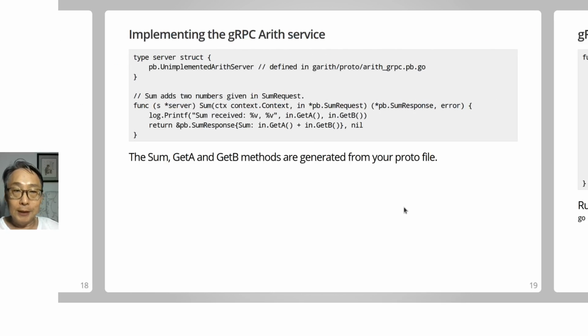Here is how I implement the gRPC sum service. It's a gRPC arithmetic server. There can be one or more service calls, and in this case the service call is called sum. It takes a context and a request, sum request, and returns a sum response and a Go error message. It prints to the log that it received parameters A and B. These are generated automatically by the protocol compiler. So this is your A parameter and B parameter, and it returns the response A plus B. No error, nil. So as I said, sum, get A and get B are generated from the proto file.